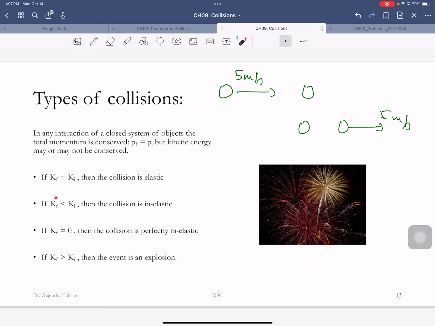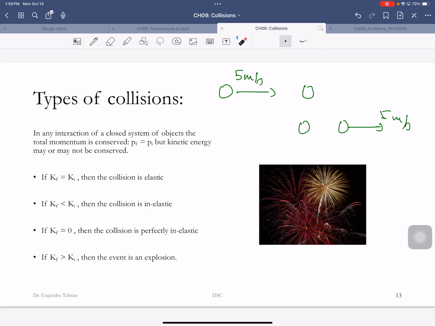If the final kinetic energy is less, then it's an inelastic collision. Less or more, it's an inelastic collision, but generally this is what we see. So what happened to the kinetic energy then? Was energy lost? Energy is never lost. It got converted to some other form of energy, so sound, heat, and stuff like that. So that's an inelastic collision.